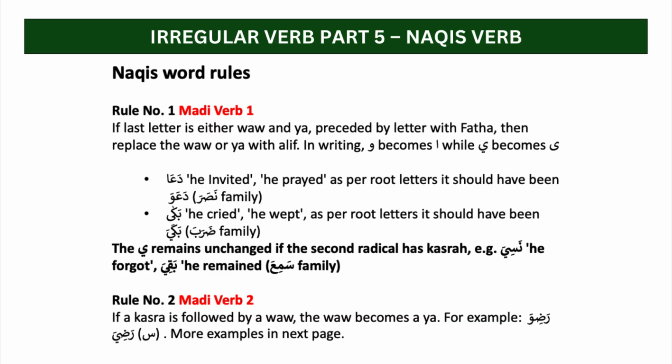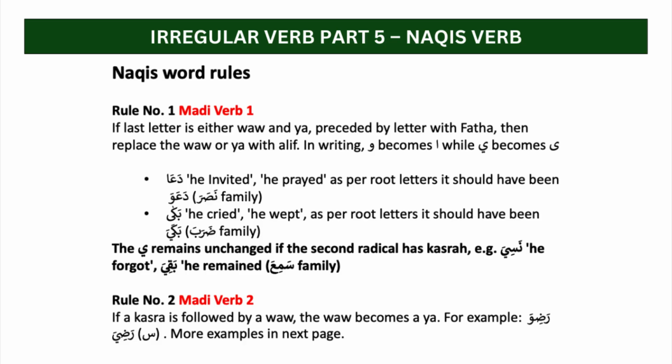A Naqis verb is called Naqis because its weakness is in the last radical. Usually that last radical is either waw or ya, because the weakness is at the end. The ending of the verb does not always stay in one shape. Sometimes it changes, sometimes it becomes lighter, and sometimes it drops completely. That is why this lesson matters.